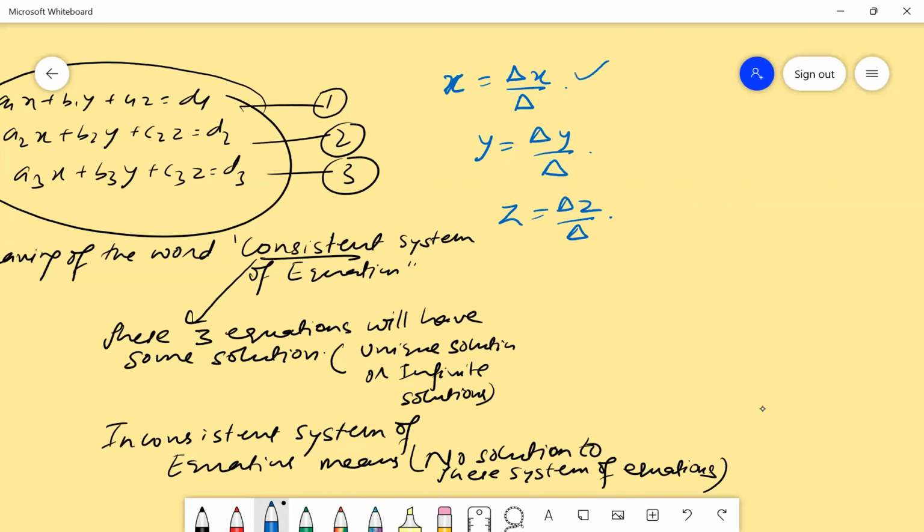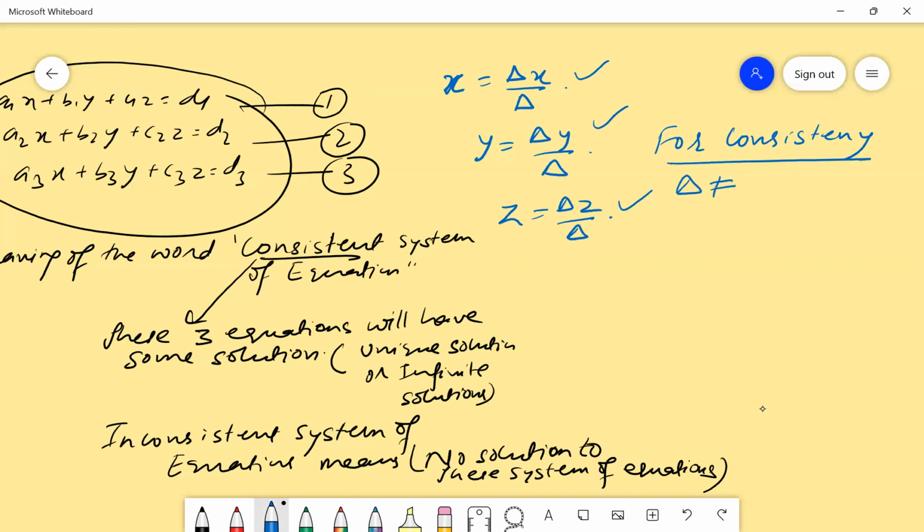But if you follow this, it is a very simple way to understand consistency. Now, consistency means we have got some solution. The condition for consistency is that the denominator should not be 0.